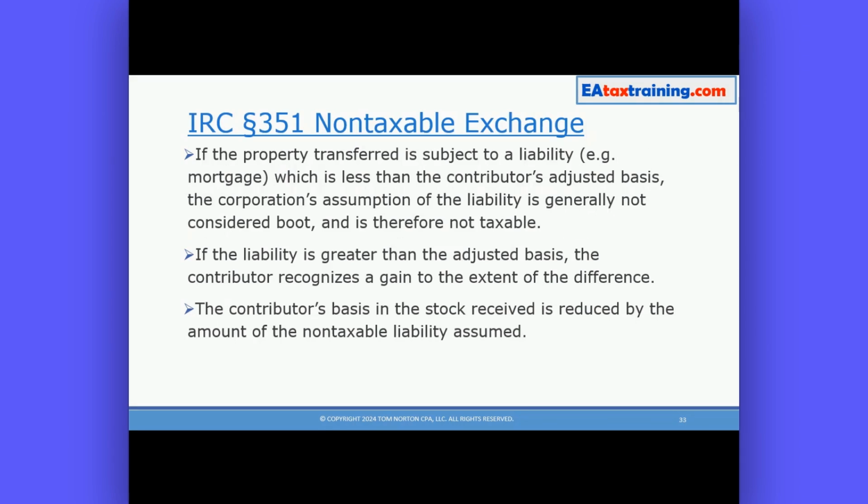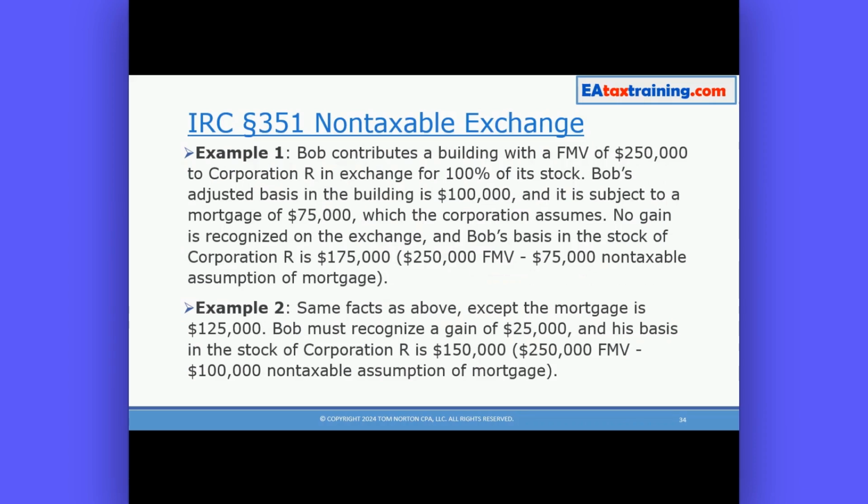That's a lot of words on a page. Let's look at a couple of examples so we can understand it a little better. Bob contributes a building with a fair market value of $250,000 to Corporation R in exchange for 100% of its stock. Bob's adjusted basis in the building is $100,000, and it is subject to a mortgage of $75,000, which the corporation assumes. No gain is recognized on the exchange because Bob is in control of the corporation, and Bob's basis in the stock of the corporation is $175,000. It's the $250,000 fair market value minus the $75,000 non-taxable assumption of the mortgage. So Bob is getting out of having to pay a $75,000 mortgage, so we reduce his basis in the stock by that $75,000.